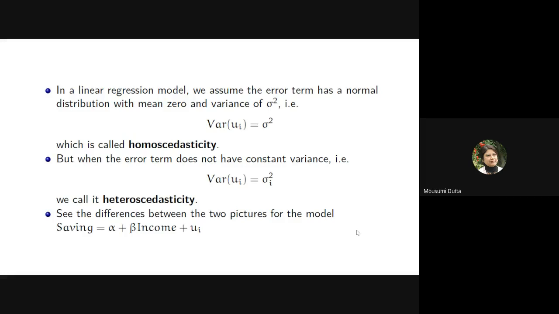Okay, so as I mentioned, in a linear regression model, we assume the error term has a normal distribution with mean 0 and variance sigma square. That is, we assume variance of u_i is equal to sigma square, which we call the homoscedasticity assumption. But when the error term does not have constant variance, that is, variance of u_i is sigma_i square, that is, it is sigma_1 square, sigma_2 square, if I move from one individual to another, it is changing. Sigma_1 square, sigma_2 square, or from one household to another household.